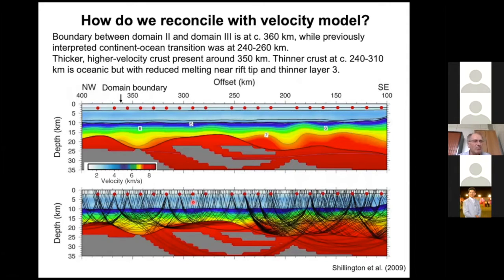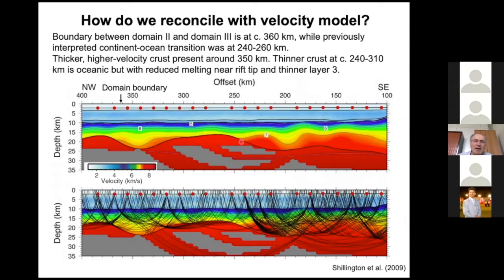Well, let's go back in a bit more detail to the profile along the axis of the basin. And what you see is the crust gets thinner and then it gets thicker again. And actually we do have some of these higher, orange velocities further west, and our domain boundary is here. So it seems to be at this second thinning of the crust rather than at this first thinning here.